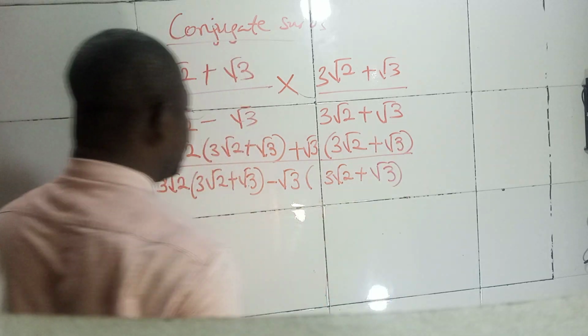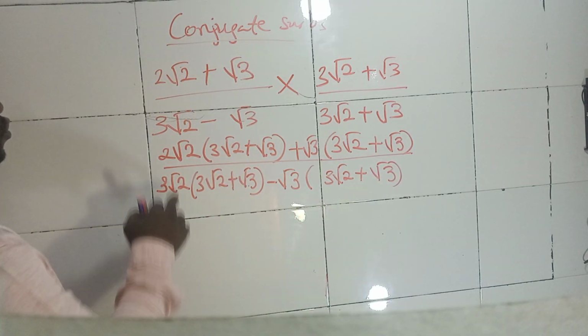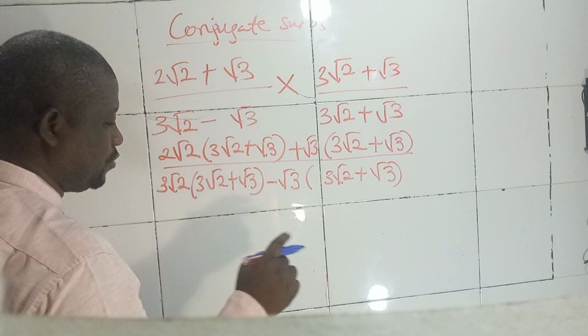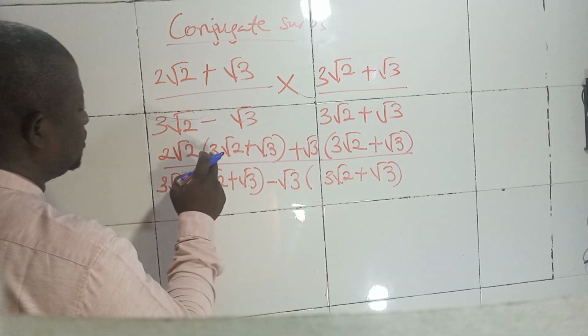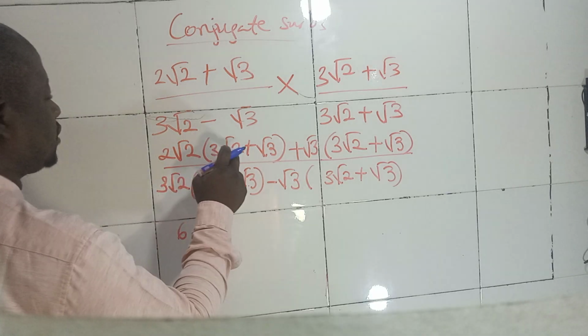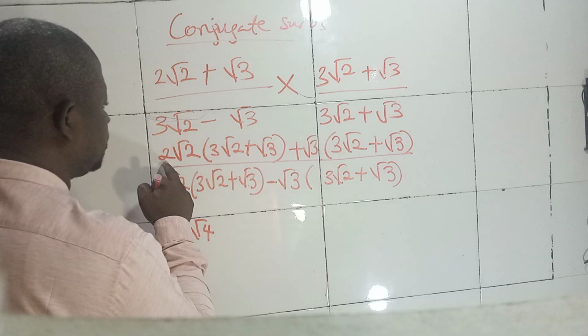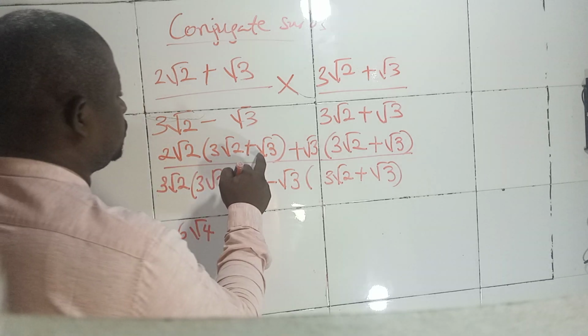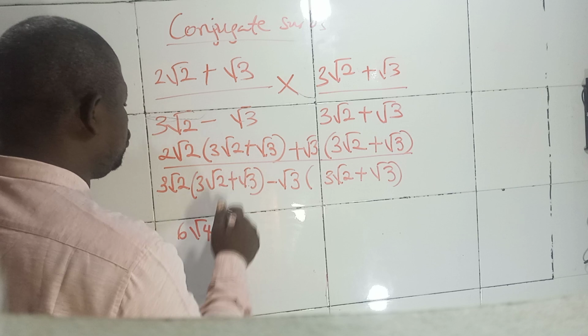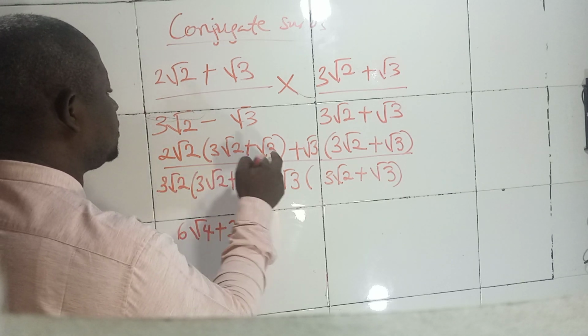So you now expand. By the time we expand this, you have 2√2 times 3√2. Don't forget my fundamental rule in expansion. 2 times 3, that is 6. √2 times √2, that's √4. So I've done this. Go to the next one. 2 times this, the coefficient of this is 1, that's 2, plus 2. 2 times 3, that's √6.